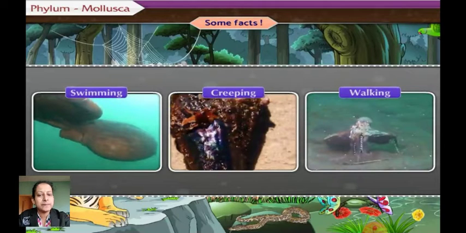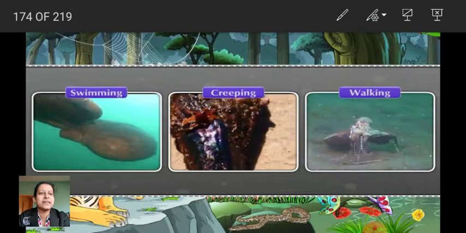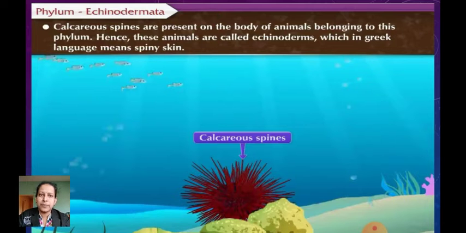Now let us move on to the next phylum, that is phylum Echinodermata. Now the word echinos means spines, and derma means skin. So here these animals have spiny skin on their body, and therefore they derive this name, Echinodermata. These spines are mostly calcareous, meaning calcium carbonate. Hence these animals are called echinoderms, which in Greek means spiny skin. Remember this: echinos means spine and derma means skin.